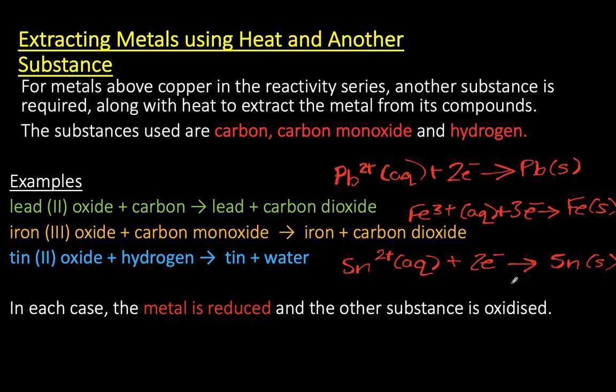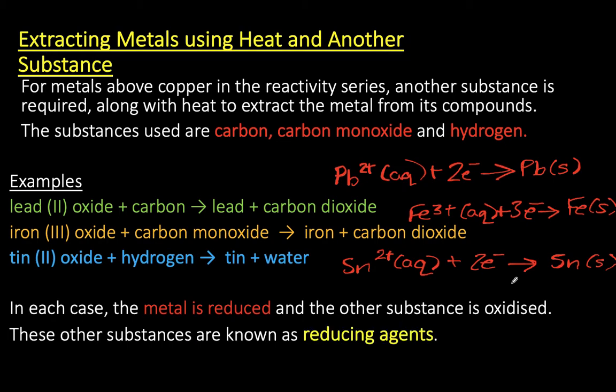Now the other substances, carbon, carbon monoxide and hydrogen, are all oxidised. So in each case, as we said, your metal is reduced, it gains electrons. Your other substance, carbon, carbon monoxide or hydrogen, would be oxidised. Now these other substances are known as reducing agents. The presence of a reducing agent will cause your metal to be reduced.